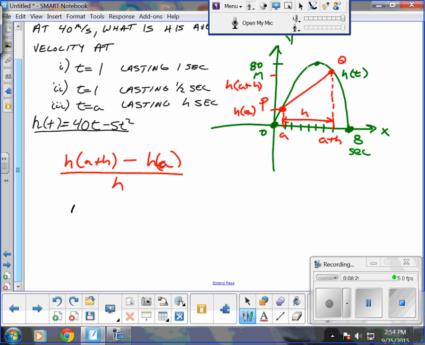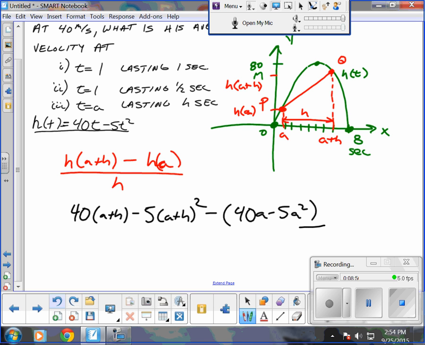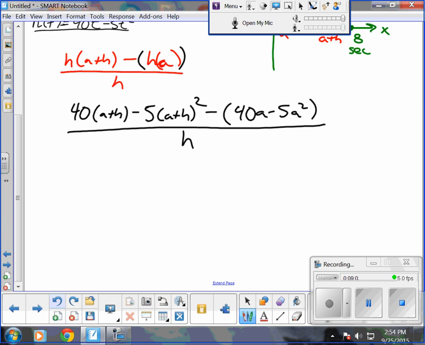Now it's just some function notation stuff. So I plug in a plus h into the function. Right there, right? 40t minus 5t squared. So when it's a plus h, it's 40 times the quantity a plus h, minus 5 times the quantity a plus h, squared. All right? Minus the quantity, 40a minus 5a squared. Have you guys noticed that every time I do this, I always put this in parentheses? I never miss a sign here because I do that. Whatever system it takes for you not to screw up. All over h.